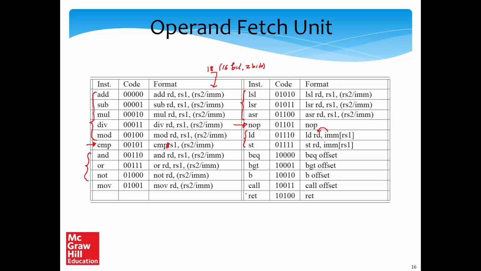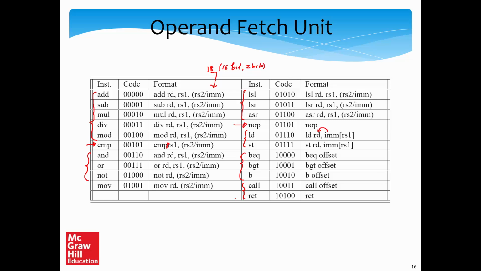We have 5 branch instructions. So beq, bgt, and b are the two conditional and one unconditional branch instructions. beq and bgt require that we know the results of the last comparison, and b is an unconditional branch. Call is for a function call, and ret is for returning from a function.